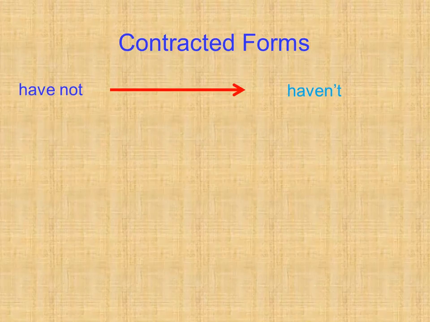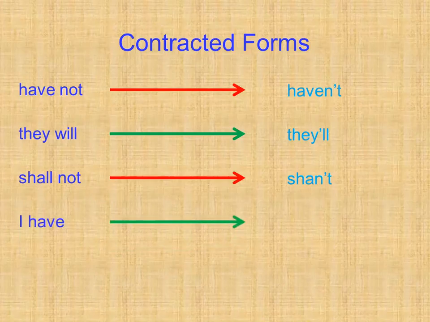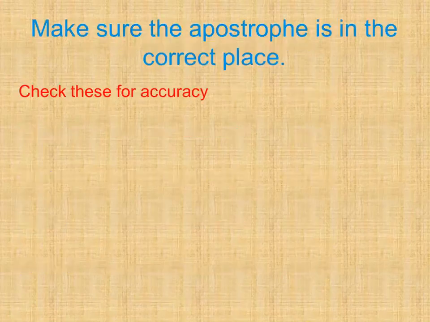So now let's look at a few contracted forms. Have not will be haven't. They will can be written as they'll. Shall not, shan't. I have, I've. You are, you're.